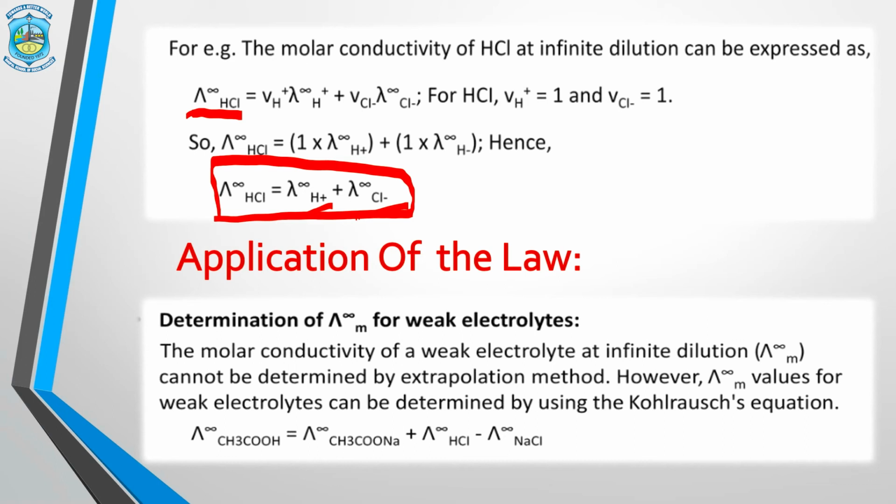Now let us see the application of this law. Kohlrausch law helps us to determine the equivalent conductance or molar conductance at infinite dilution for weak electrolytes. This law was basically developed to explain the behavior of weak electrolytes, because the equivalent conductance of strong electrolytes can be graphically calculated, whereas for weak electrolytes it is impossible to calculate the equivalent conductance. So we have to use the Kohlrausch equation.